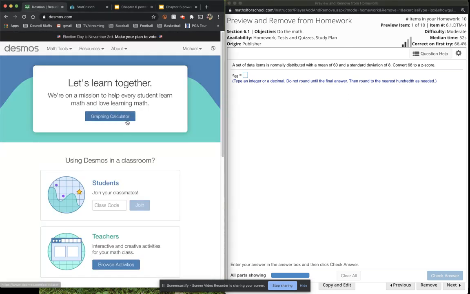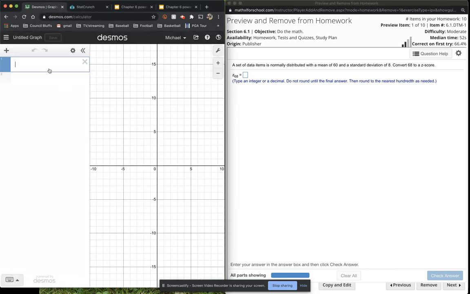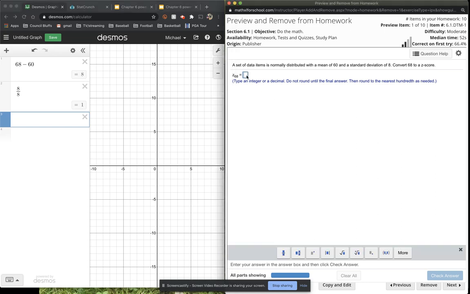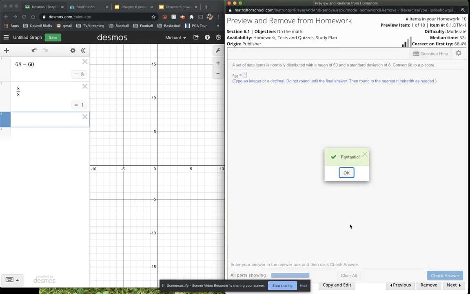All right, so I'll just use the Desmos calculator here. We're going to take 68 and subtract the mean, and then we're going to divide that by the standard deviation. Well, this turns out to be pretty easy because the z-score is just 1. And that is it. Type an integer or decimal. Do not round until the final answer.